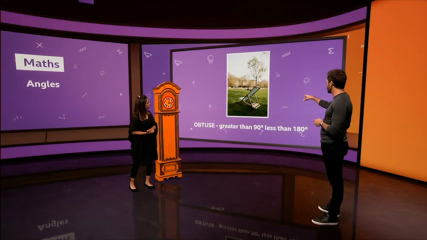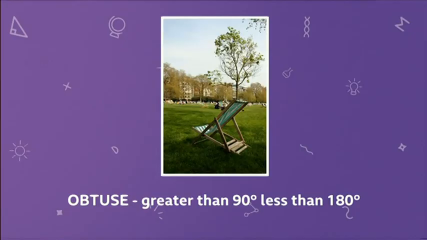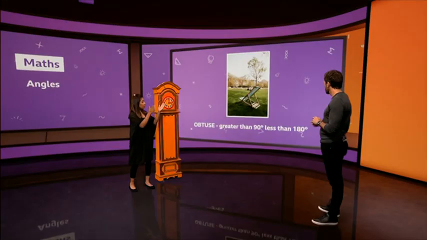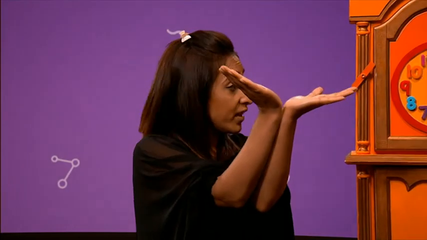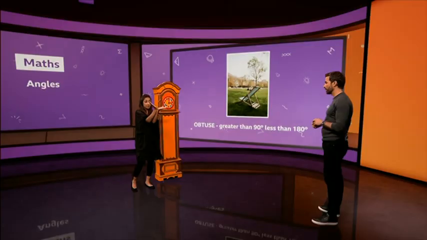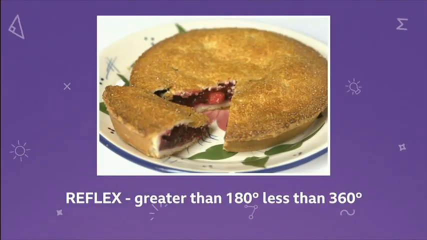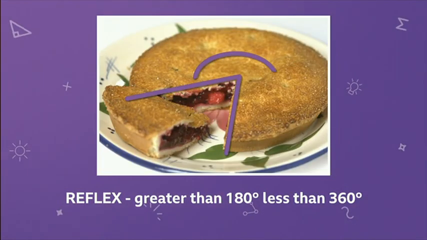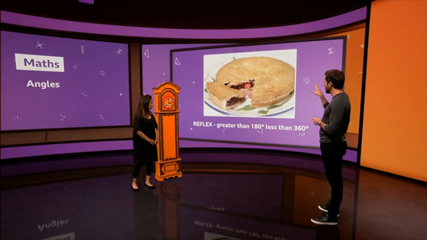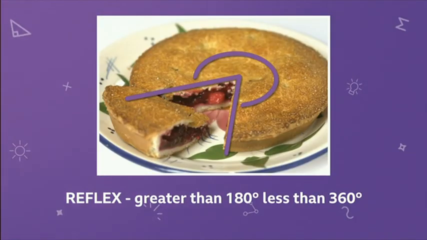What part of the deck chair is the obtuse angle there? Well, in this case, the obtuse angle would be the chair bit, because that's more than 90 degrees but less than 180. OK, and our final angle? The reflex angle, which is greater than 180 and less than 360. And what part of the pie is the reflex angle? Well, that would be the large part. I was hoping you said that. I like pie, so that would be my bit of the pie for sure.